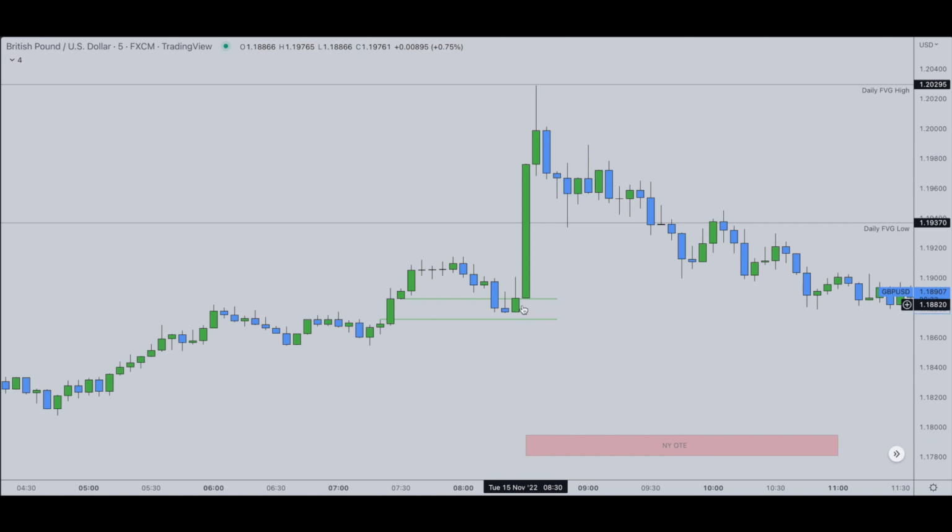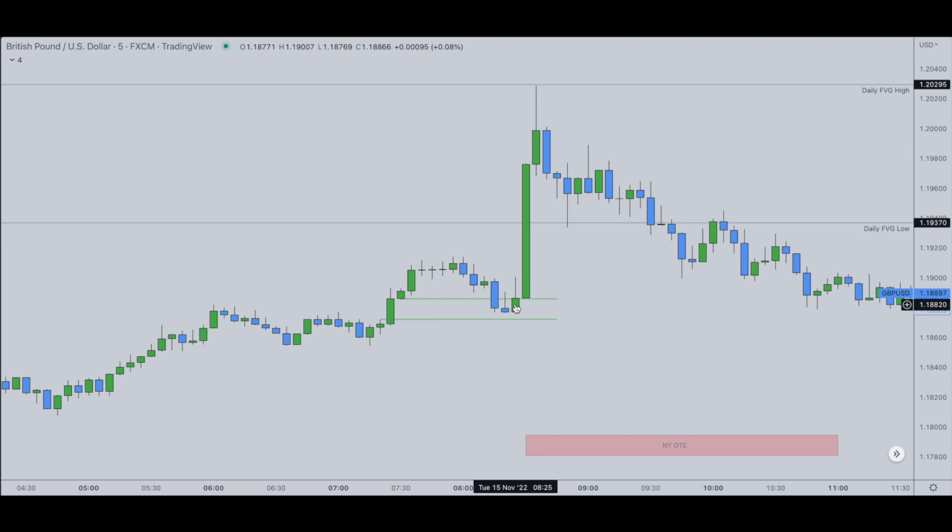Also, the PPI news release, the high impact news release for Tuesday's November 15 trading, was in our favor. So when price retraces into our fair value gap order block combo, that's our entry pattern right here. Order block coupled with fair value gap at optimal trade entry. Now we get this entry a little bit early, but that's fine.